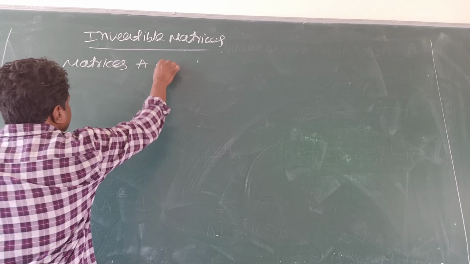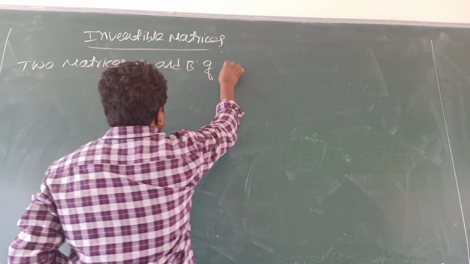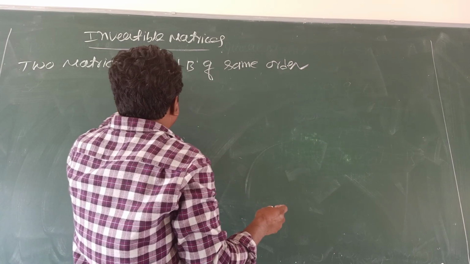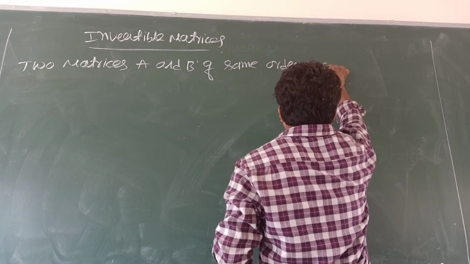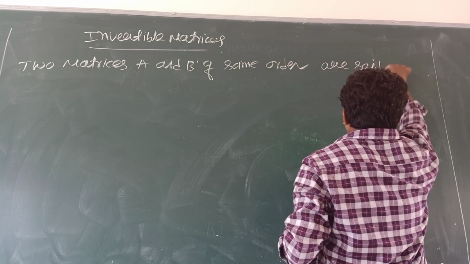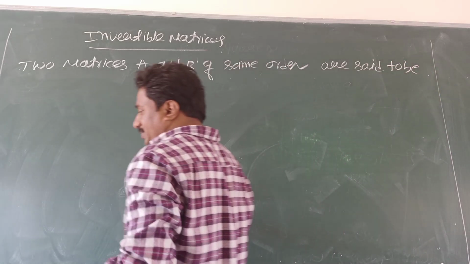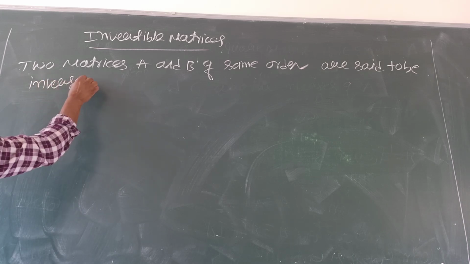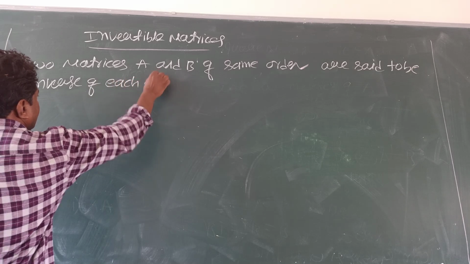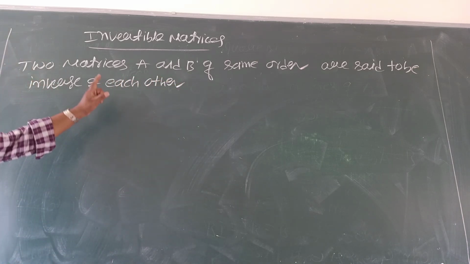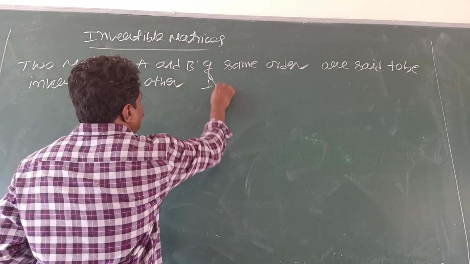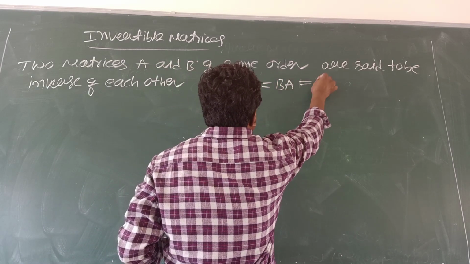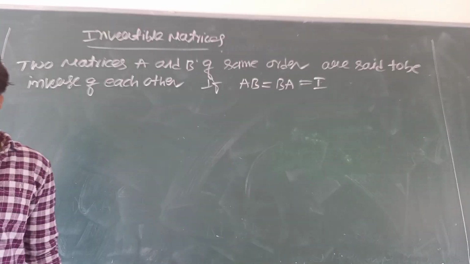Two matrices A and B of same order are said to be inverse of each other if this happens: A into B is equal to B into A is equal to I. AB is equal to BA is equal to I.